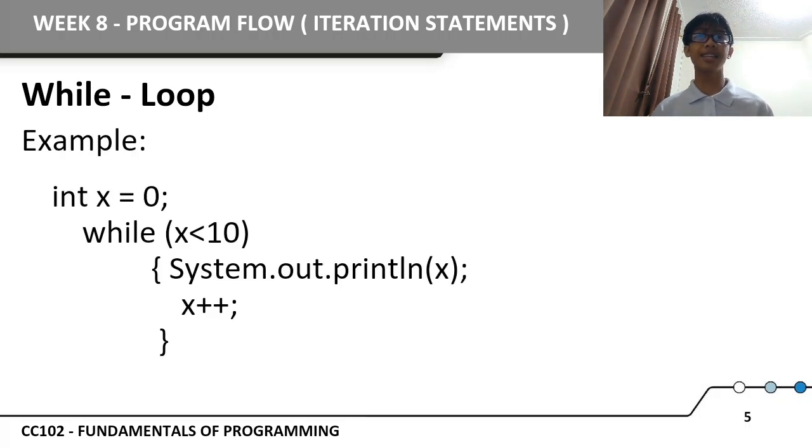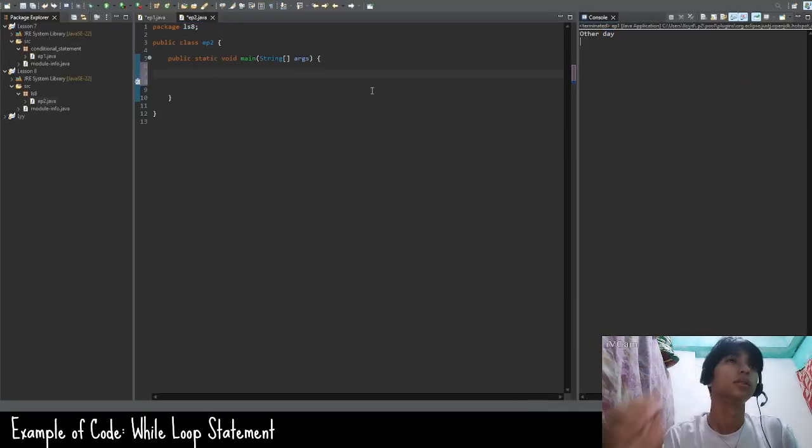The while loop in this example starts with x set to 0 and continues to run as long as the condition x less than 10 is true. In each iteration or loop, it prints the current value of x, then increments x by 1, or x++. This process repeats until x reaches 10, at which point the condition x less than 10 becomes false and the loop stops. The output will be numbers from 0 to 9 printed one per line. Okay, while loop.